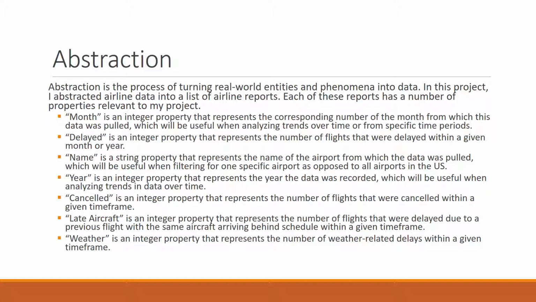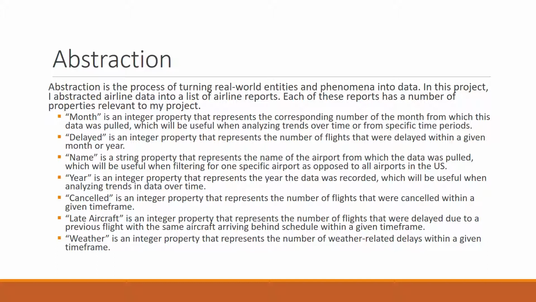First off, what is an abstraction? An abstraction is the process of turning real-world entities and phenomena into data. In this project, I abstracted airline data into a list of airline reports. Each of these reports has a number of properties relevant to my project, and the questions I want to pose.